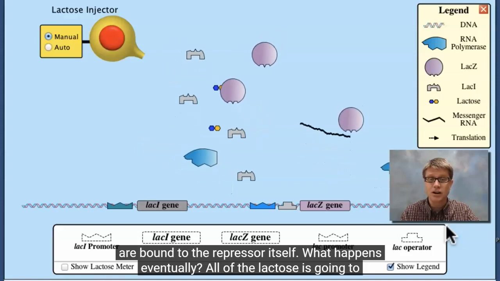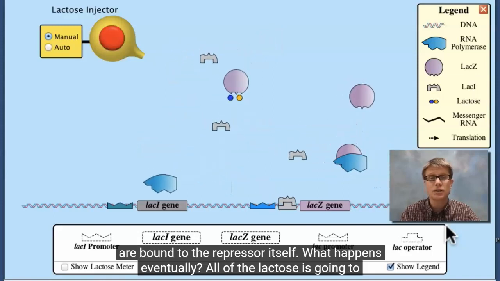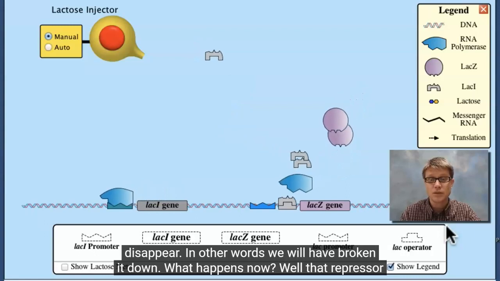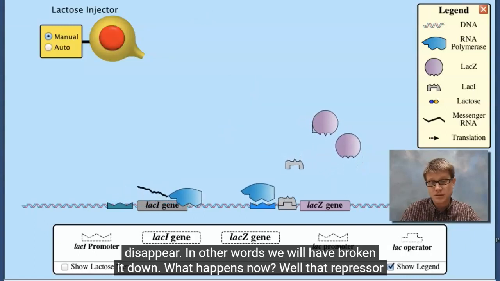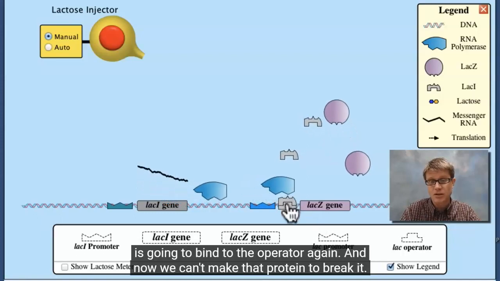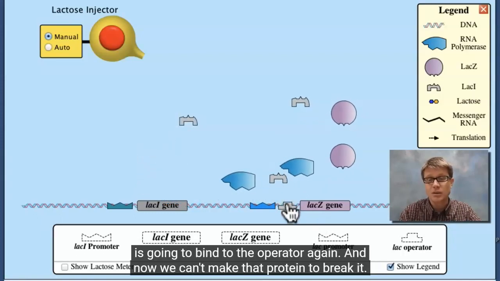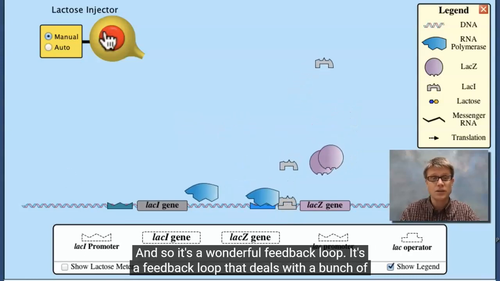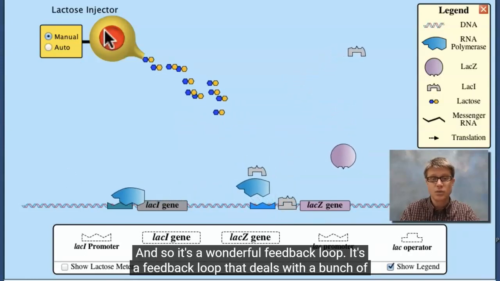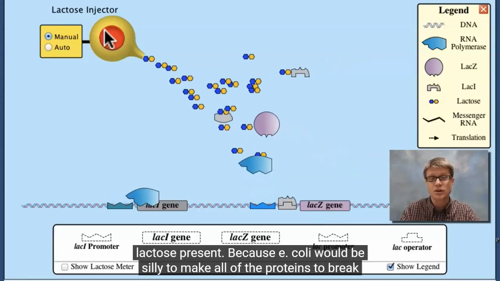What happens eventually, all of the lactose is going to disappear. In other words, we will have broken it down. What happens now? Well, that repressor is going to bind to the operator again, and now we can't make that protein to break it down. And so it's a wonderful feedback loop. It's a feedback loop that deals with a bunch of lactose present.